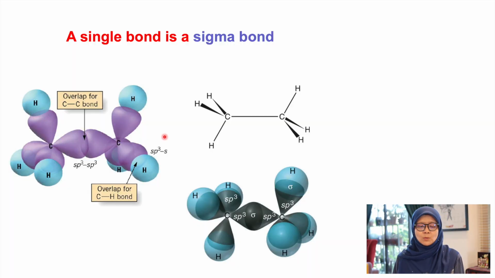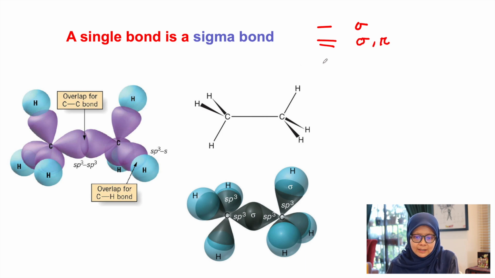So let's go to the first one, a single bond. Single bond means a sigma bond. Alright, so let's recap our knowledge. Whether you still remember that if we have a single bond, we have one sigma bond. If we have a double bond, we have one sigma bond and one pi bond. And if we have a triple bond, we have one sigma and two pi bonds.